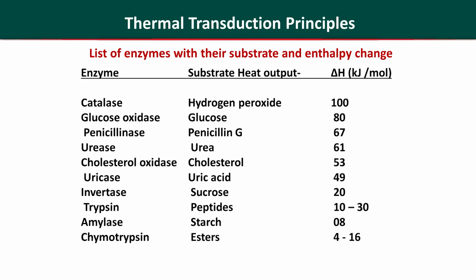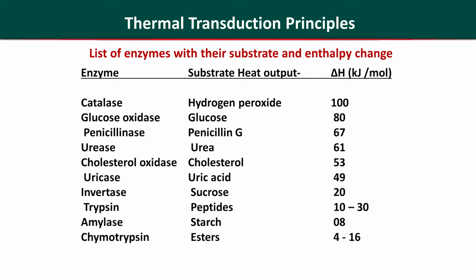Urease acting on urea can generate 61 kilojoules. Cholesterol oxidase acting on cholesterol can generate 53 kilojoules. Urease acting on uric acid can generate 49 kilojoules. Invertase, an enzyme that acts on table sugar, that is sucrose, produces 20 kilojoules.